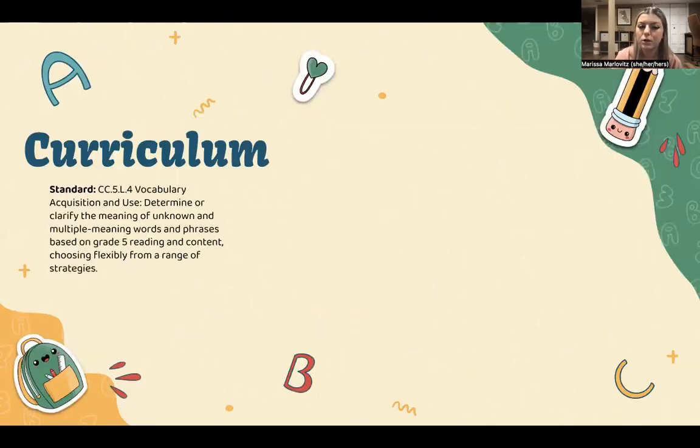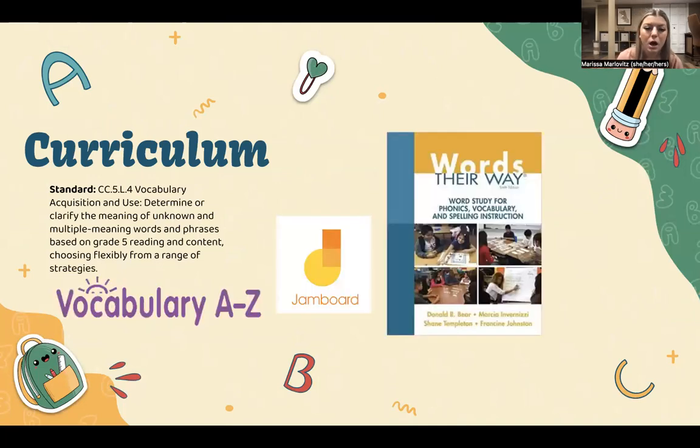So the curriculum that I used, first going off with the standard that I based this all off of, CC.5.L.4, vocabulary acquisition and use: determine or clarify the meaning of unknown and multiple meaning words and phrases based on grade 5 reading and context, choosing flexibly from a range of strategies.